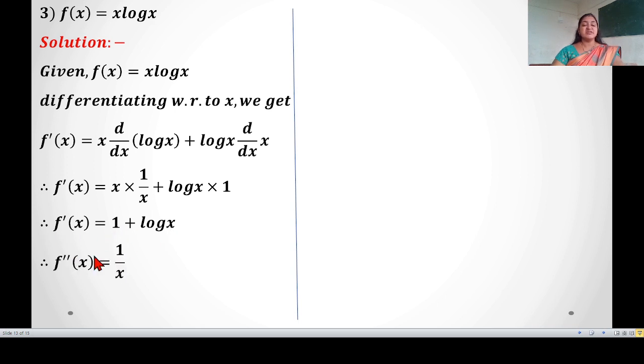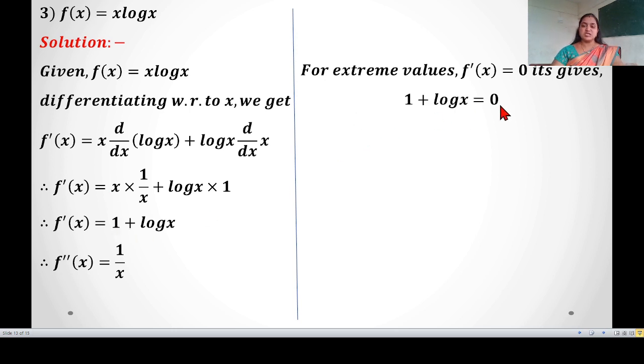Now again differentiate with respect to x. The derivative of this term is 0 and the derivative of log x is 1 upon x. So f double dash of x is equal to 1 by x. So first we find f dash of x and second we find f double dash of x. Now we find the roots of f dash of x is equal to 0. So for an extreme value, f dash of x is equal to 0 gives 1 plus log of x is equal to 0. Now this 1 goes to that side as minus. So log of x is equal to minus 1.